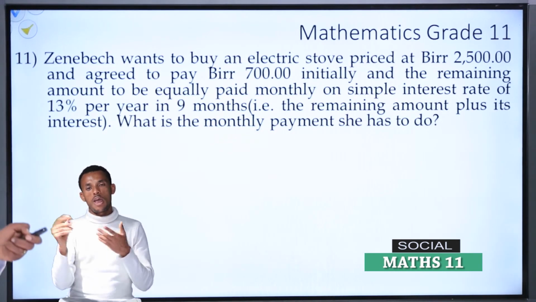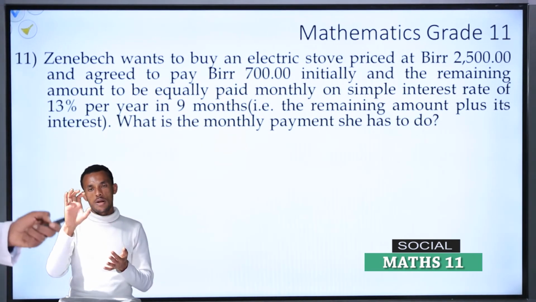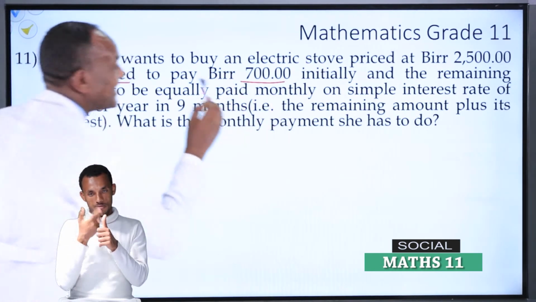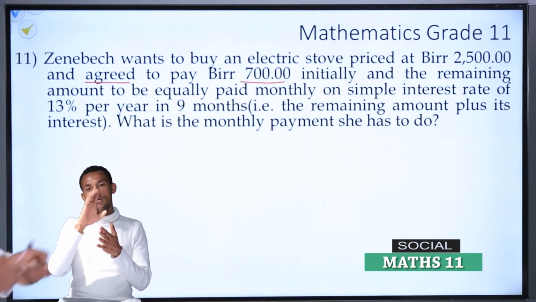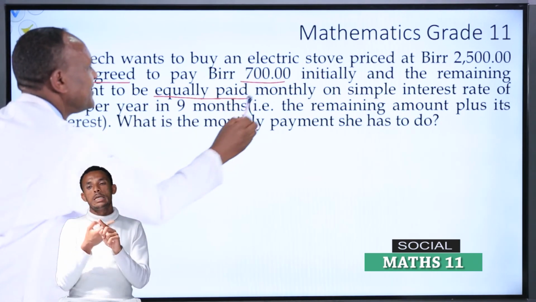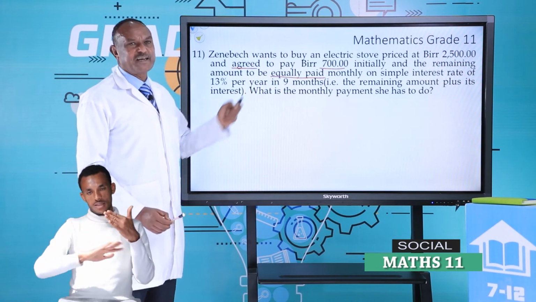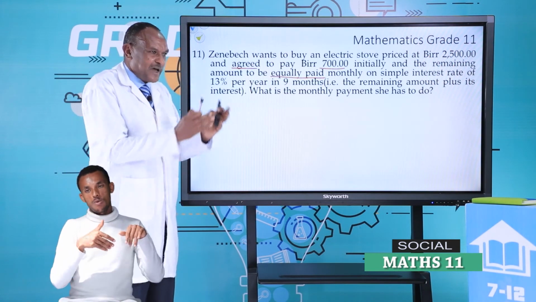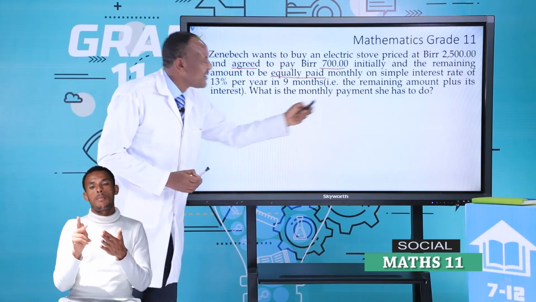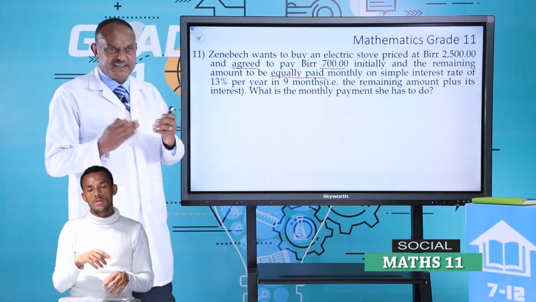Nebet wanted to buy an electric stove priced at birr 2,500 and agreed to pay birr 700 initially. At the beginning, she wanted to pay 700 birr, and the remaining amount to be paid equally monthly at a simple interest rate of 13% per year over 9 months. What is the monthly payment she has to pay? How much birr must she pay monthly?